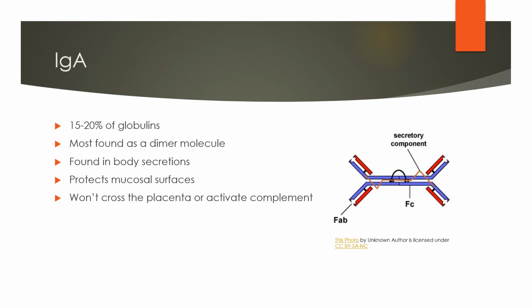Serum IgA is a monomer, and secretory IgA is two molecules held together by a J chain. This is a polypeptide that allows IgA and IgM to be secreted in the mucosa. Secretory IgA is a dimer. Okay, it will not cross the placenta or activate complement, and most is secreted in the mucosal surfaces. This is found in normal levels at about 140 to 420 milligrams per deciliter.